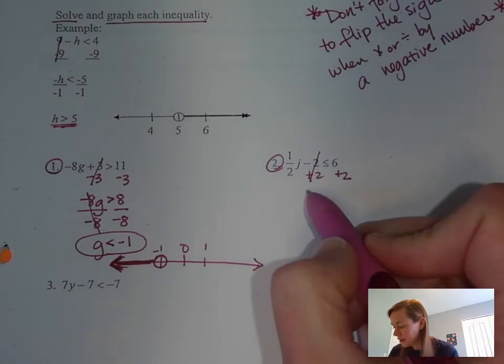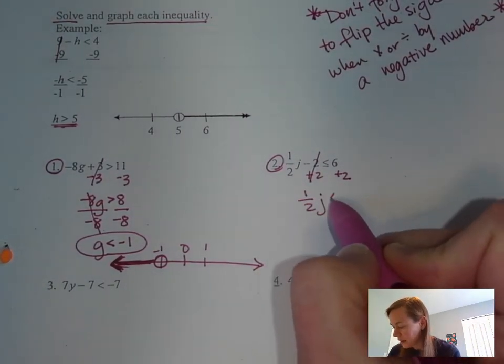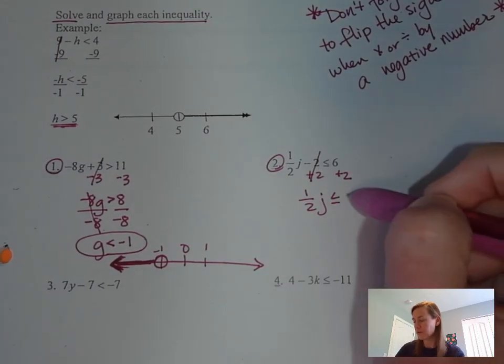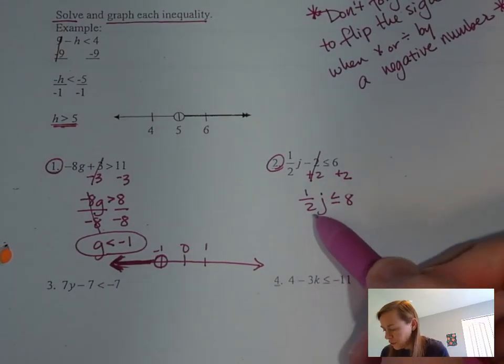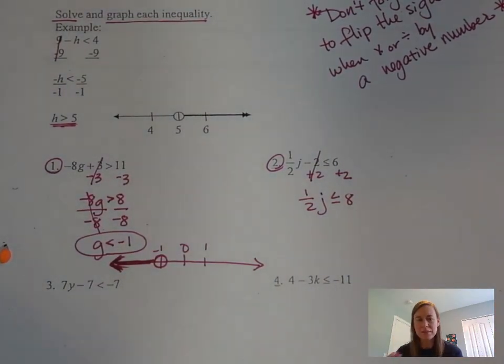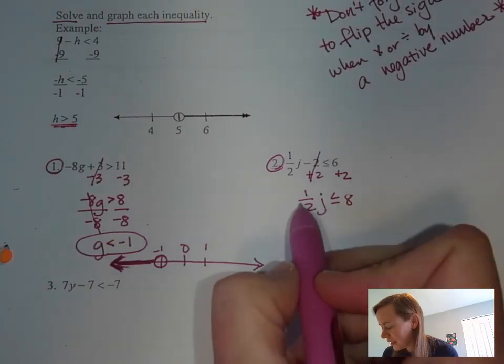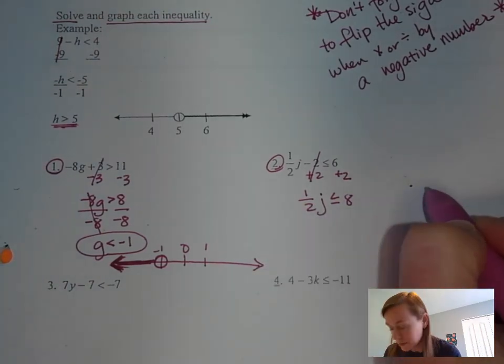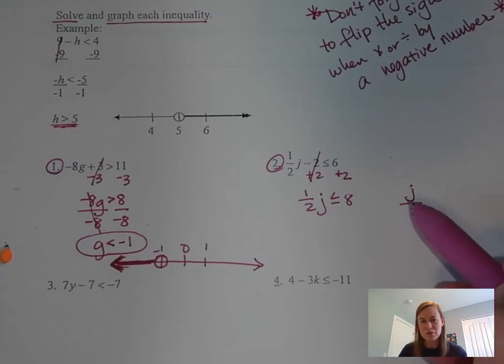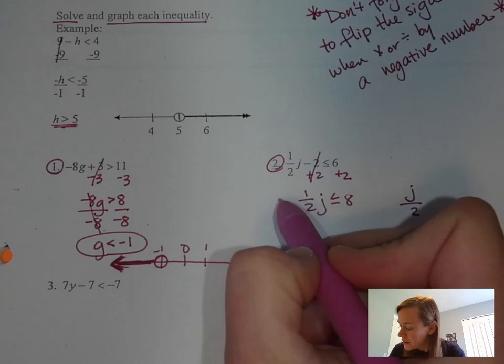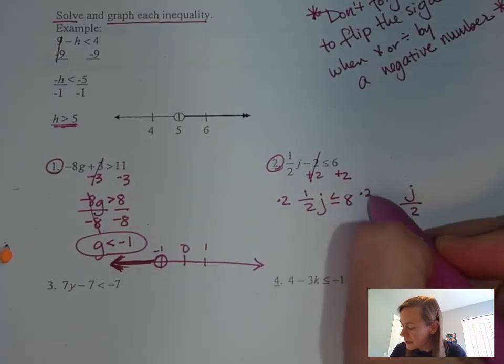That's going to cancel out, and you're going to be left with 1/2 j less than or equal to 6 plus 2 equals 8. Okay, and now we need to get rid of the 1/2. So right now we're multiplying by 1/2, which means to get rid of it, we're going to divide by 1/2. Well, that sounds really confusing, right? What you can do is, this is the same thing as j over 2. If I was going to write it out here, j over 2. So you know if it was j over 2, you would just multiply by 2 to get rid of it. So that's what I'm going to do, multiply by 2 on both sides.